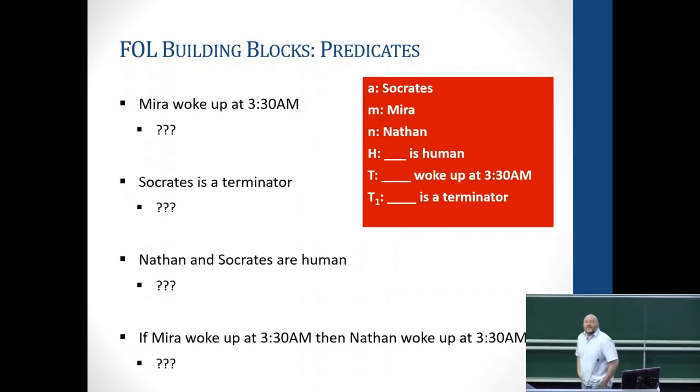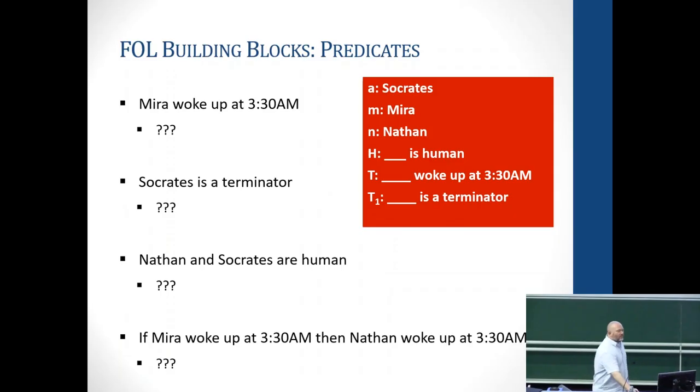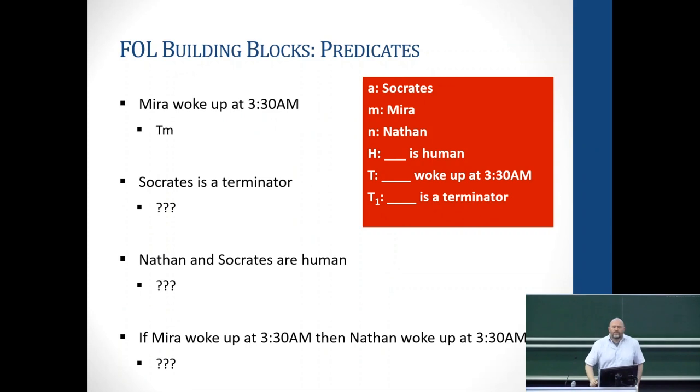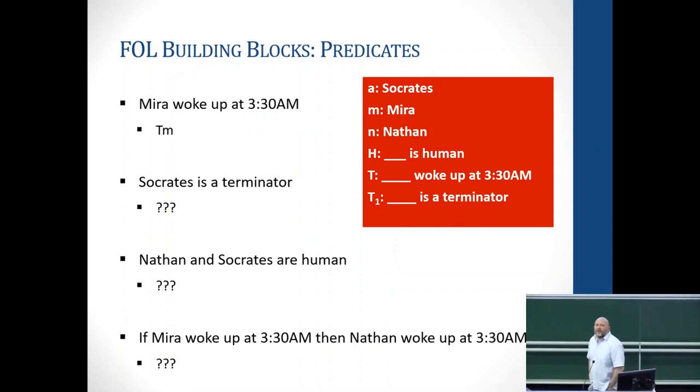So, same symbolization key, right? We've got it up over here with some names and some predicates. Let's rock through these really quickly, make sure we're all on board, right? So how would we do with this key? Mira woke up at 3:30. TM, right? Cool. And Socrates is a terminator? Yes, T1A, right? T subscript 1A.